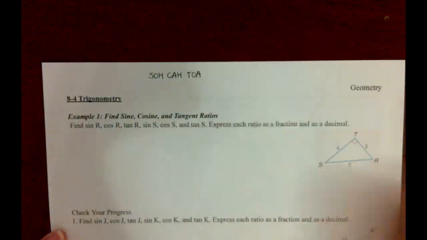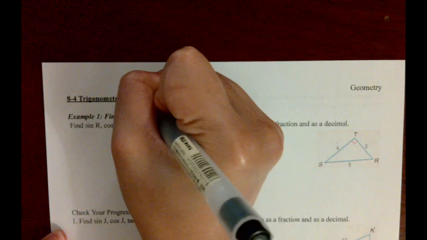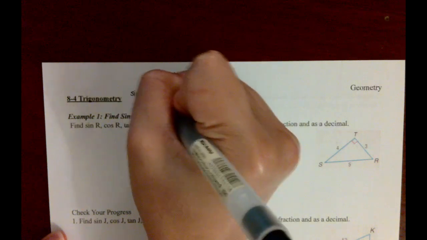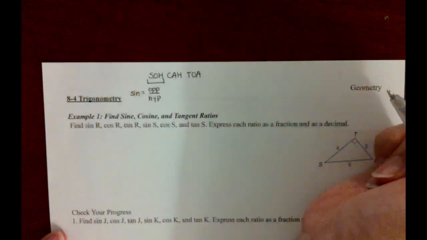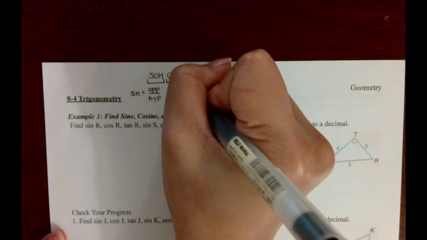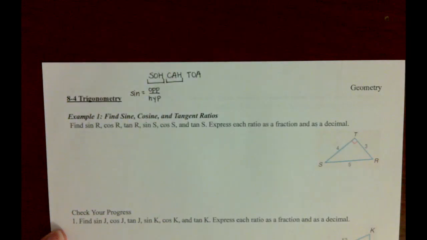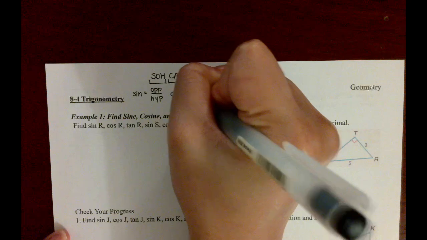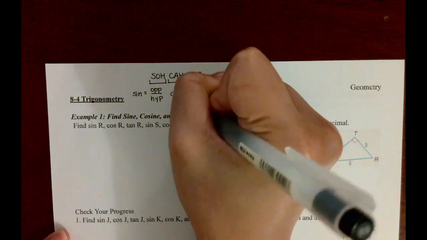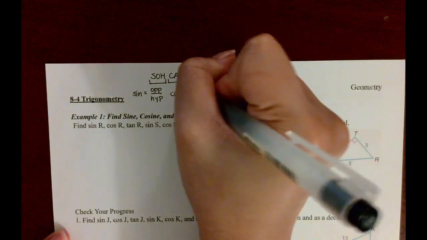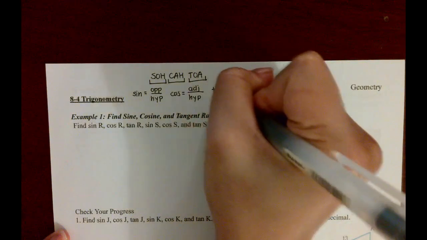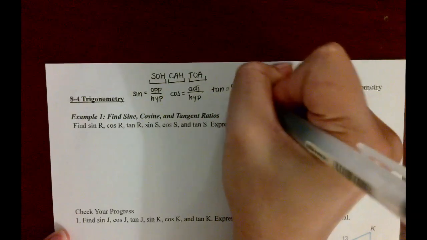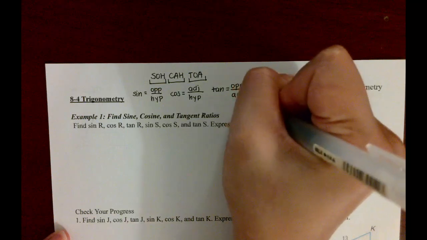Right? The SO part tells you about sine, and that sine is the opposite side over the hypotenuse side. The CA part in SOHCAHTOA tells you about cosine, and that cosine is the adjacent side over your hypotenuse side. And the TOA part stands for tangent, which is the opposite side over the adjacent side.